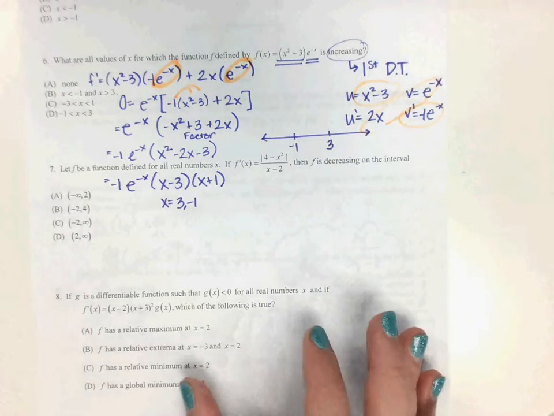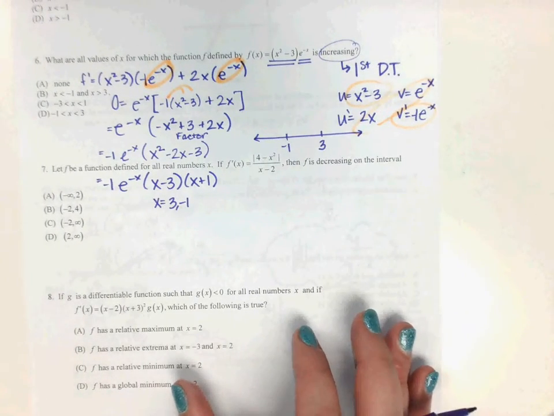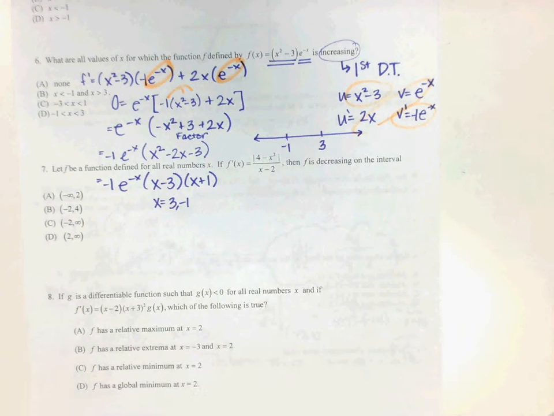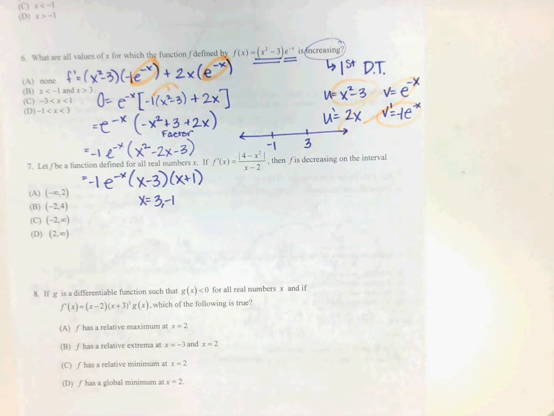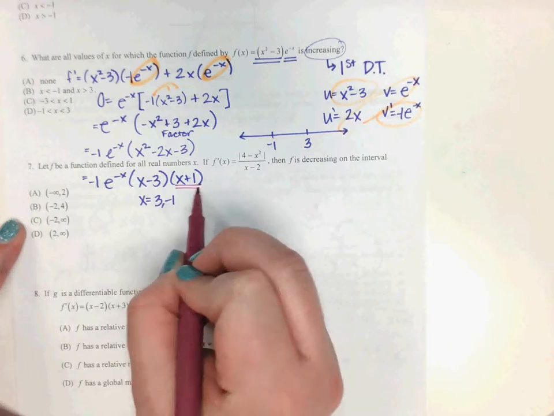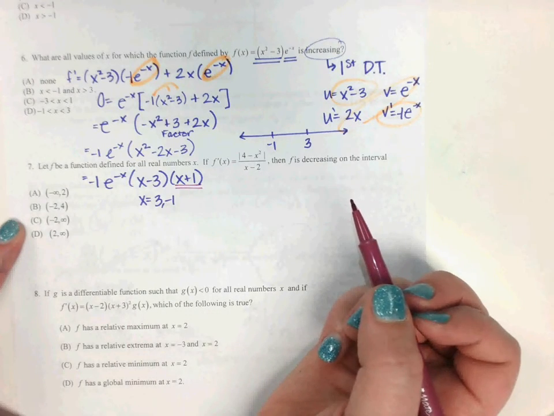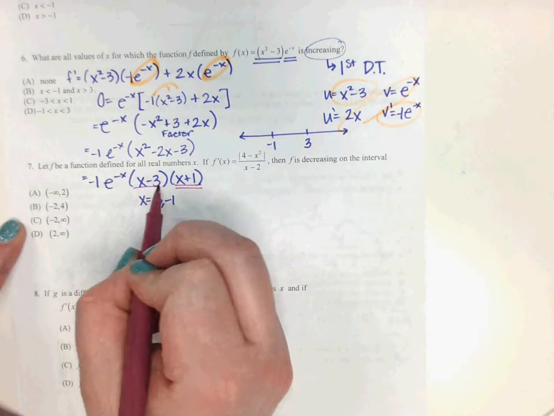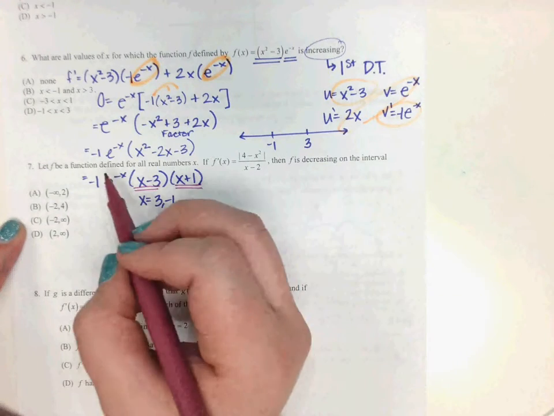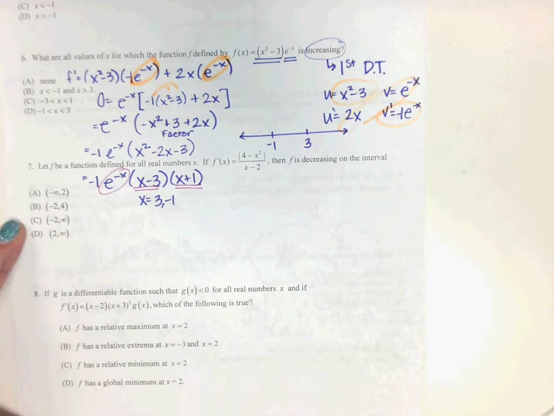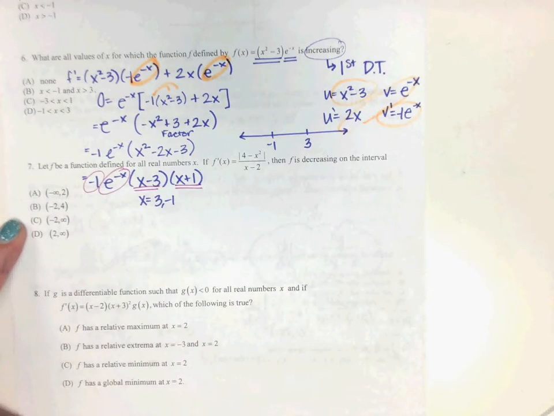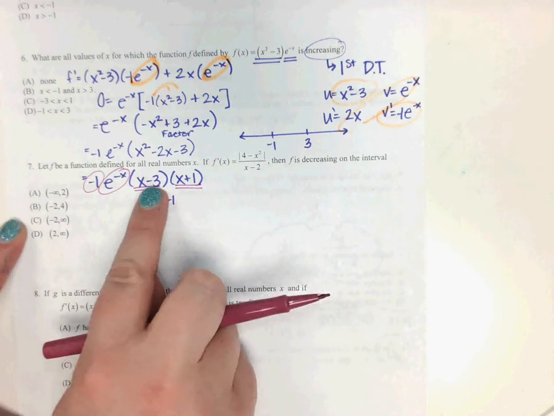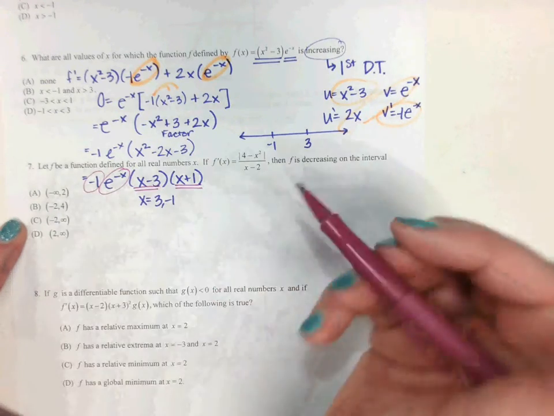Now, why doesn't e get a critical number? Does e ever touch 0? No, it has an asymptote. It gets closer and closer and closer, but it never gets there. Okay, let's pick a number bigger than 3. What can we pick? 4. What's 4 plus 1, positive or negative? 4 plus 1 is positive. What about 4 minus 3? Positive. What about e to the anything? Positive, but then what do I have in the front? Negative 1. So I have a positive times a positive times a positive times a negative 1. Negative.